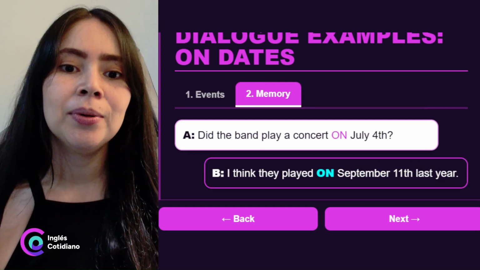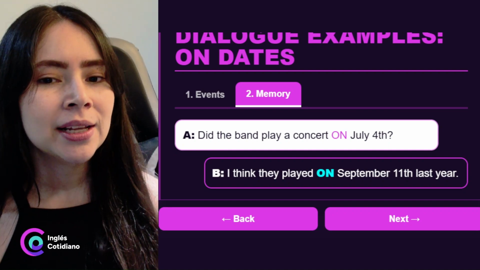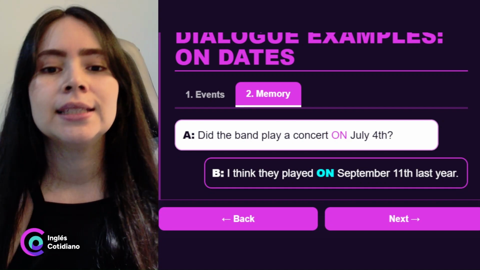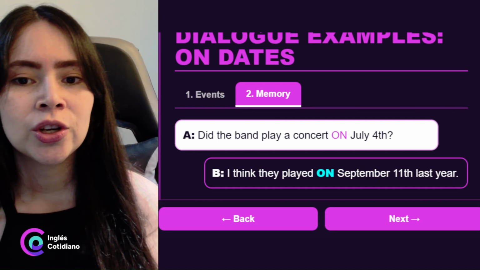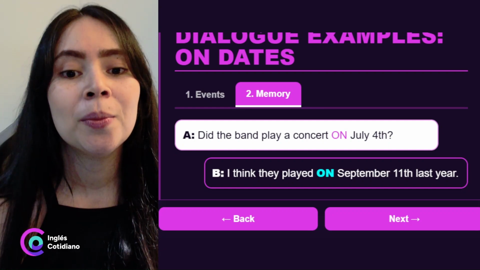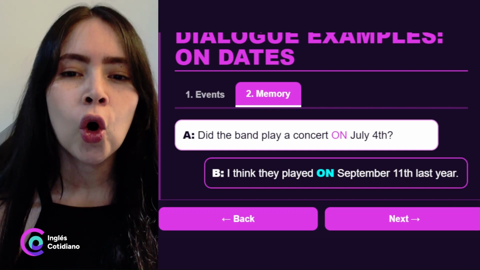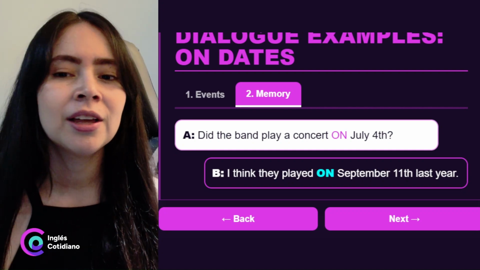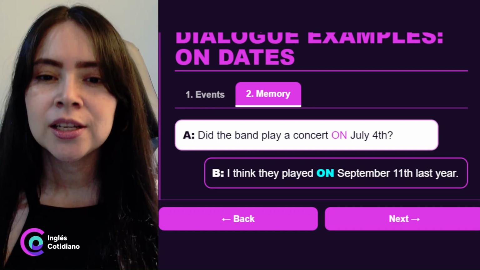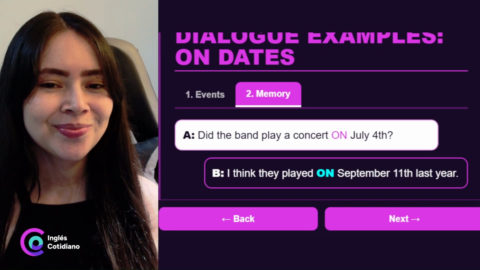Let's see the second example about memory. Person A says, did the band play a concert on July 4th? And person B says, I think they played on September 11th last year.